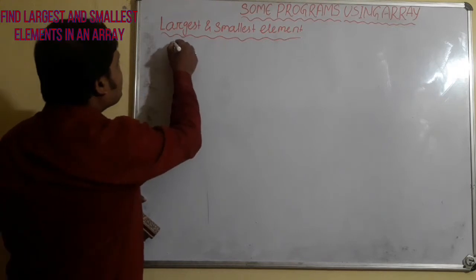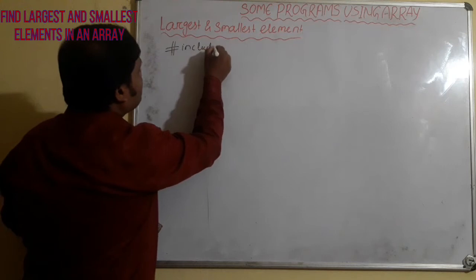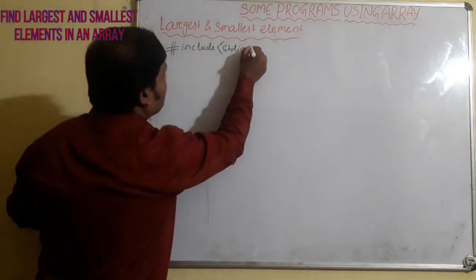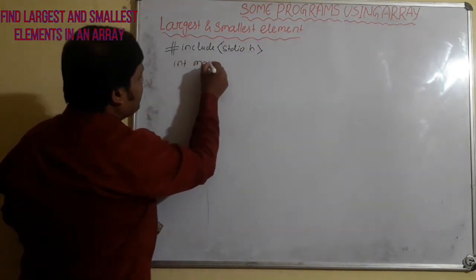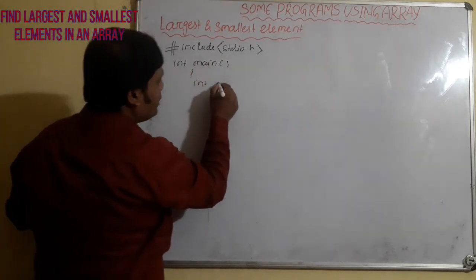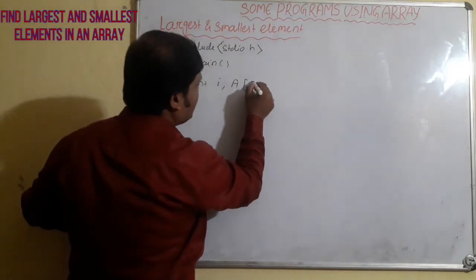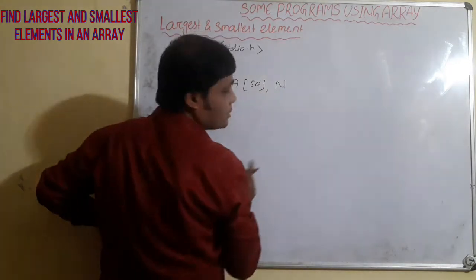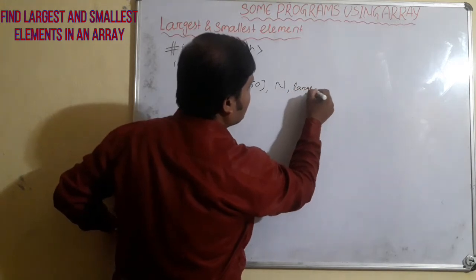Just see, #include <stdio.h>, then int main. Here I am taking integer i, then an array, suppose size is 50, a large size I am taking, and two inputs: n, the number of elements, and large and small to find the largest and smallest.